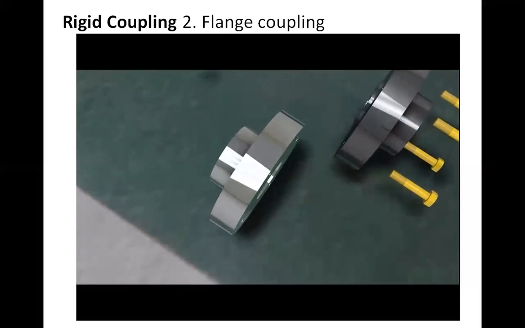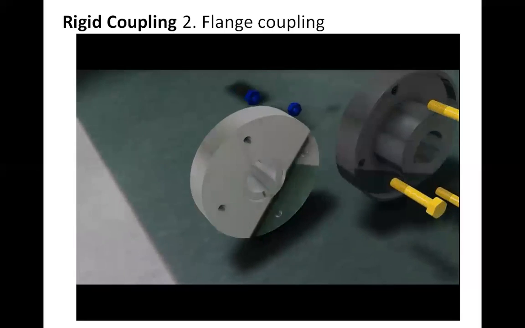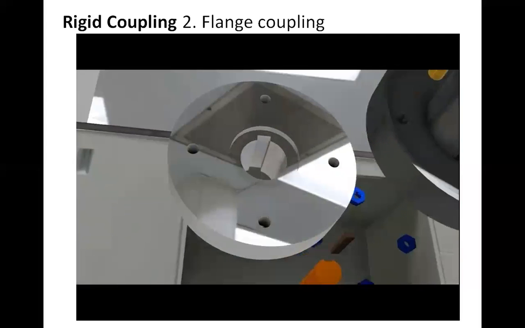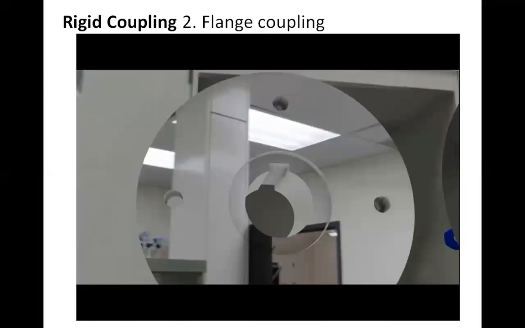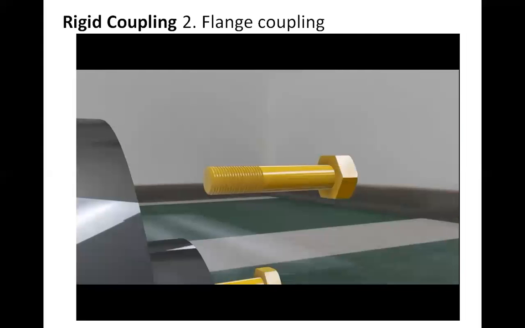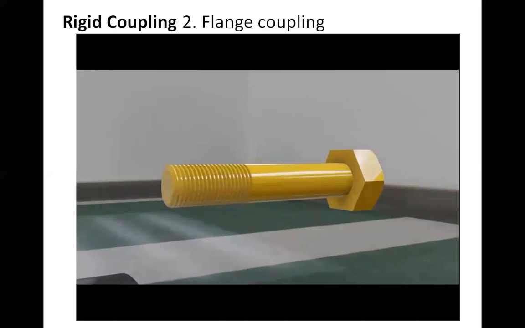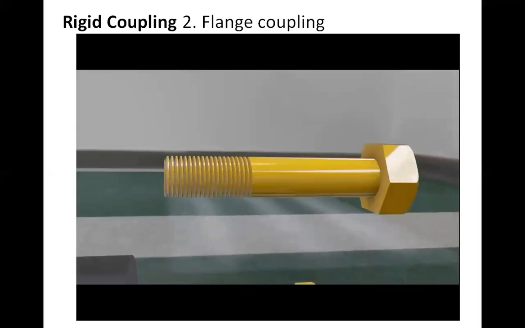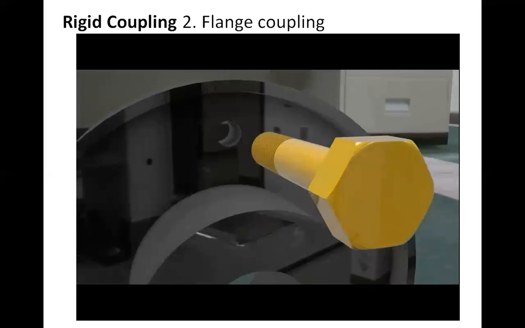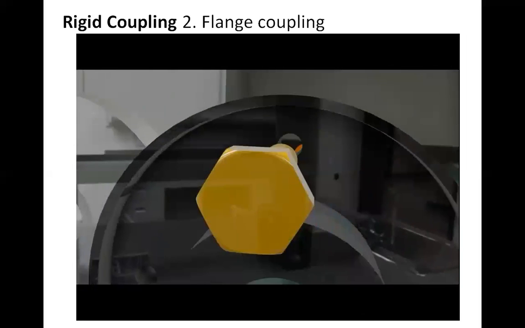Now let us come to the assembly of this flange coupling. In this you can see there are two keys, two shafts, and two flanges connected together by using nuts and bolts. So first, let us start our assembly with our simple shaft with keys. There is a keyway which is generally provided on the shaft.